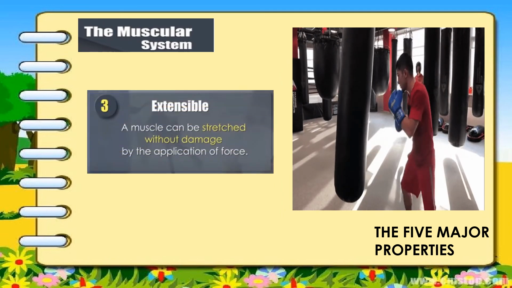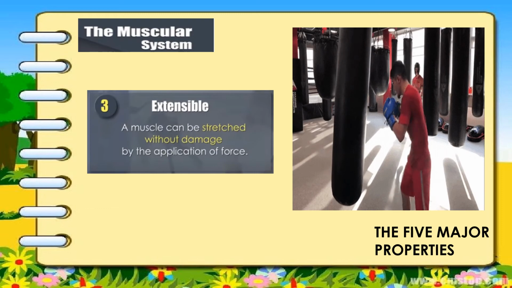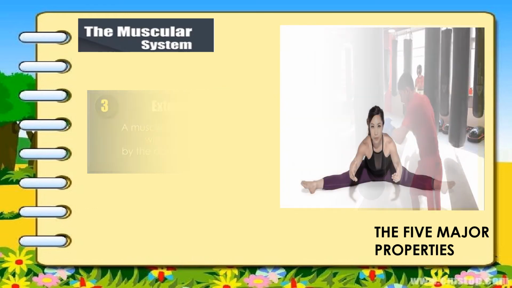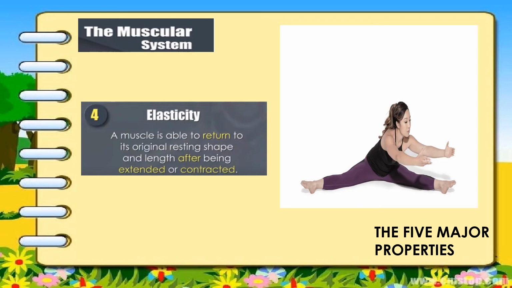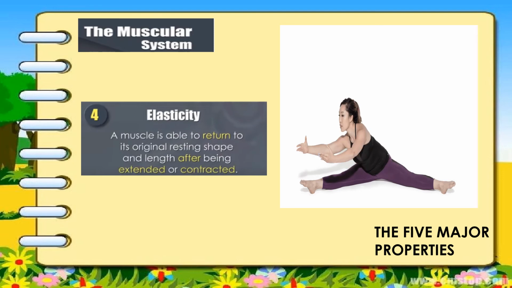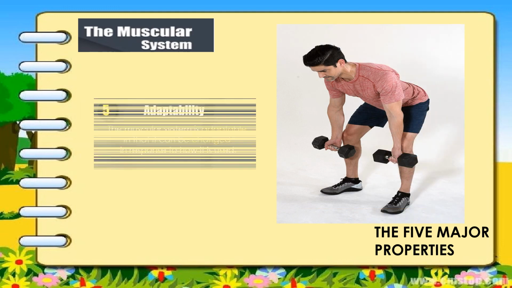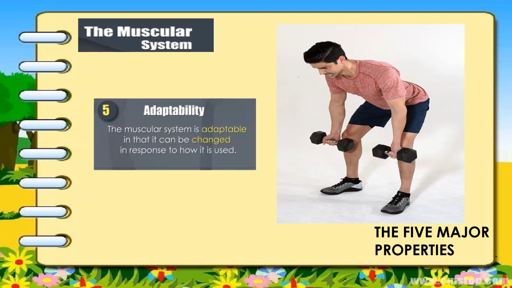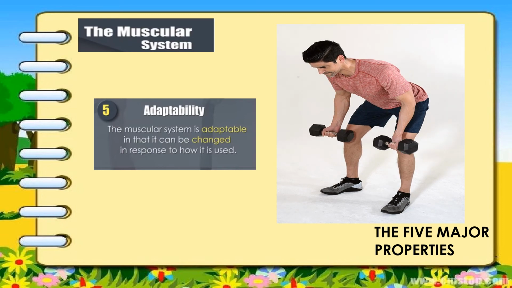The third property of the muscular system is extensible. A muscle can be stretched without damage by the application of force. The fourth property is elasticity. A muscle is able to return to its original resting shape and length after being extended or contracted. The fifth property is adaptability. The muscular system is adaptable in that it can be changed in response to how it is used.